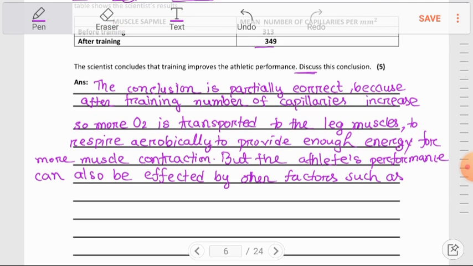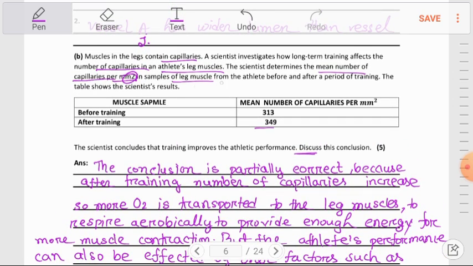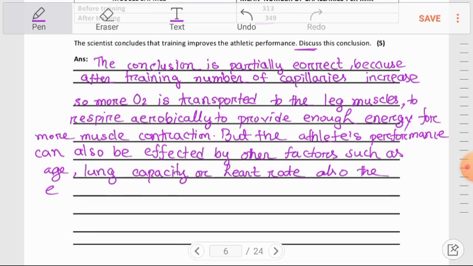Such as age, lung capacity, or heart rate. And also the experiment should be repeated on a group of athletes to be reliable. Also the experiment or maybe investigation. No, they didn't say anything, so we can just write experiment.